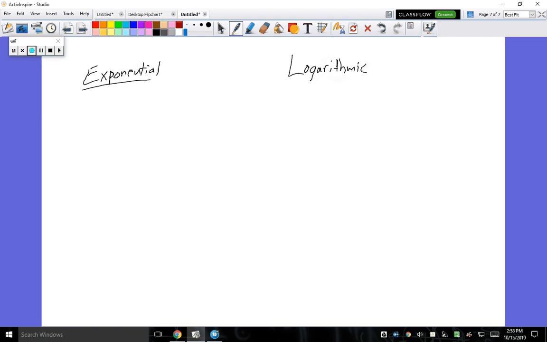Okay, here we go. Exponential. Guys, is this exponential? No, this is called what? This is a power function, and that's why we use the power rule. Exponential is when the variable is in the power.